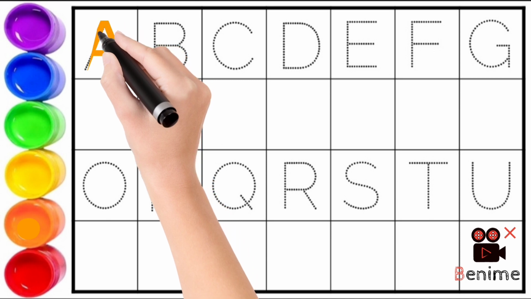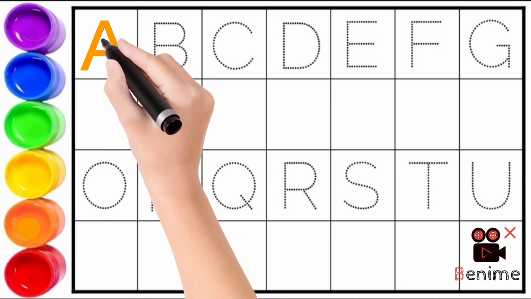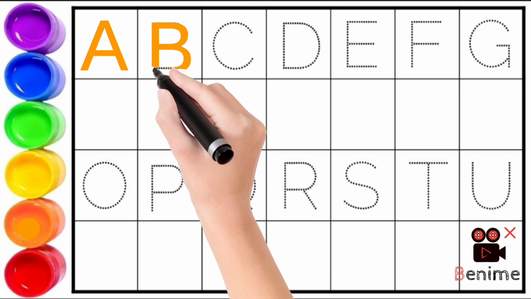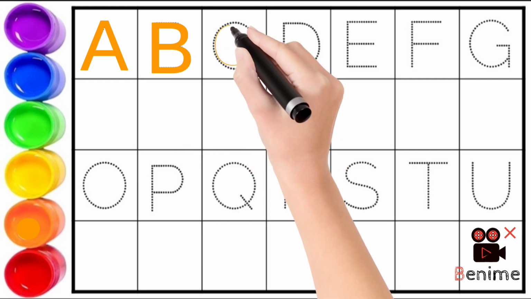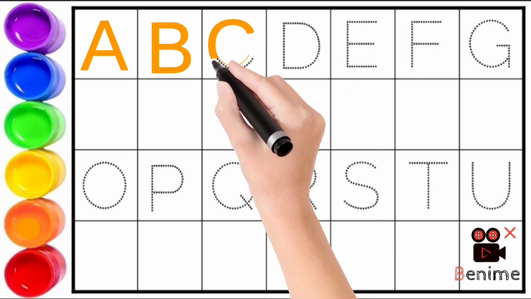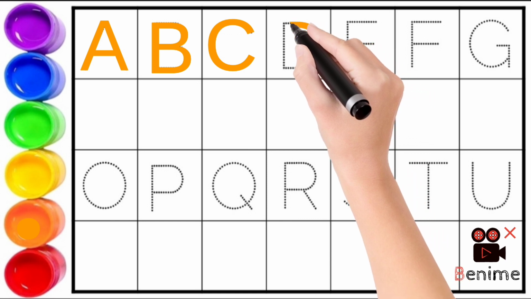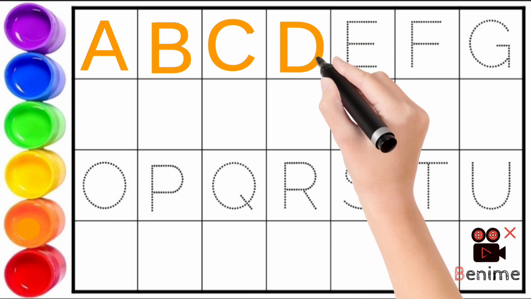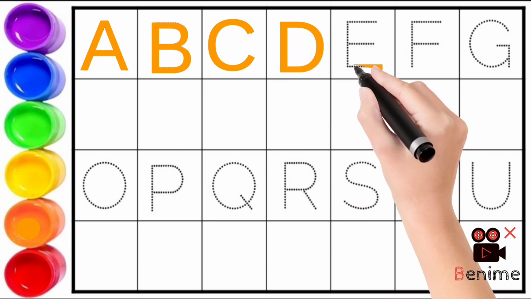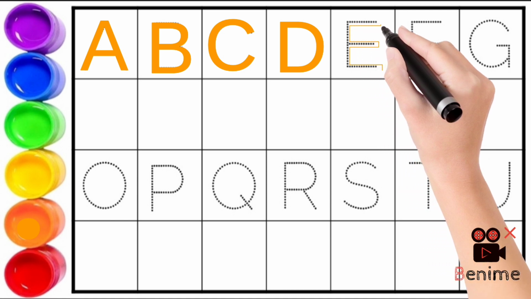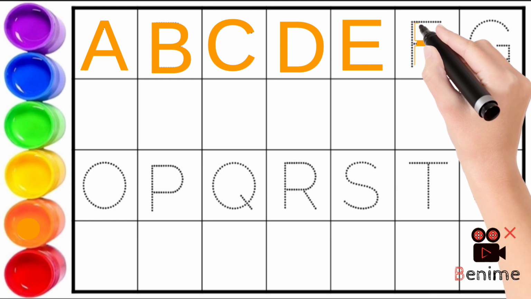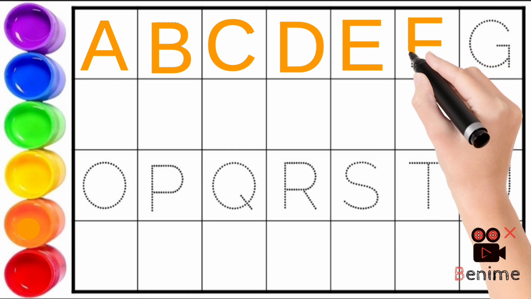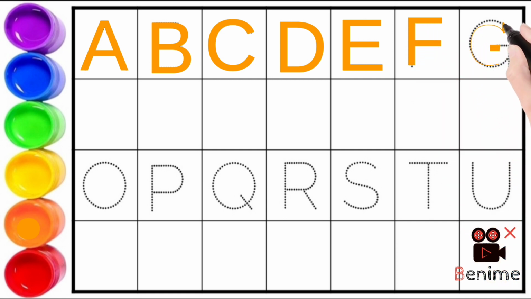A. A for apple. B. B for ball. C. C for cat. D. D for doll. E. E for elephant. F. F for fish. G. G for glass.